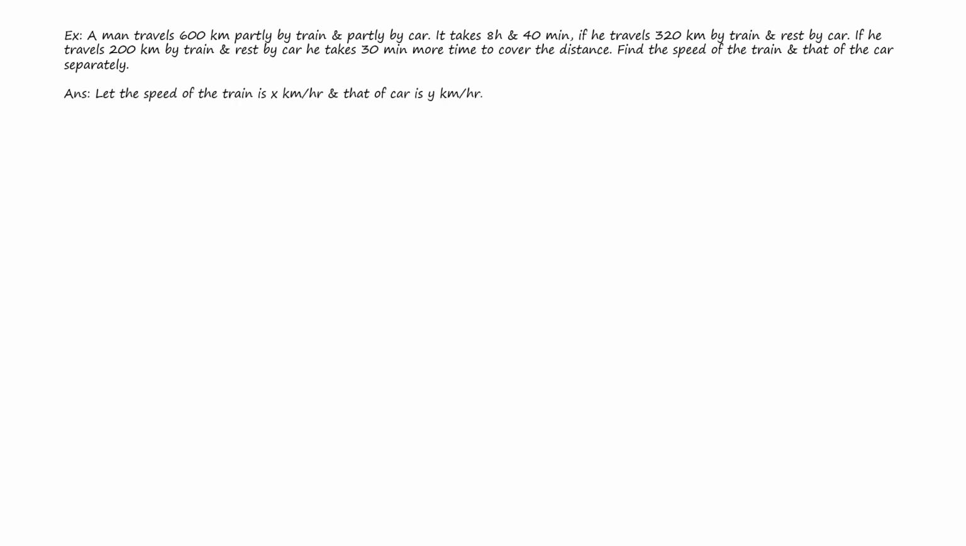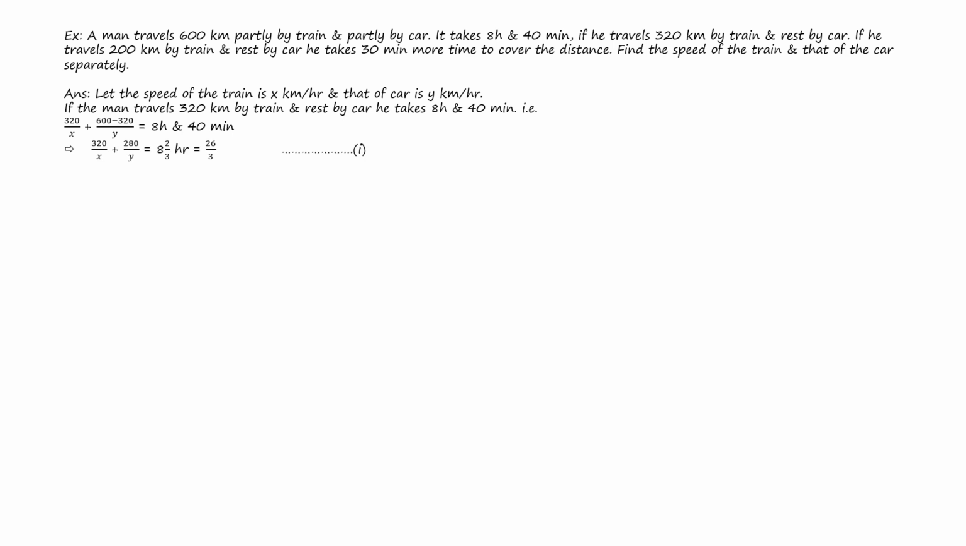Let the speed of the train be x km per hour and that of the car be y km per hour. So if the man travels 320 km by train and the rest by car, he takes 8 hours 40 minutes. That means we can write it as 320/x + (600 - 320)/y = 8 hours 40 minutes. Converting 40 minutes into hours, we get 320/x + 280/y = 8 2/3 hours, which is equal to 26/3. And this is the first equation.